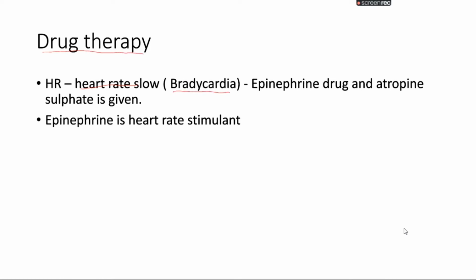If there is a bradycardia, meaning an abnormal or slower heart rate than normal, these are the drugs that are most commonly given: epinephrine or atropine sulfate. These are the drugs which stimulate the sympathetic nervous system, and they also stimulate the heart rate. So epinephrine is said to be a heart rate stimulant.